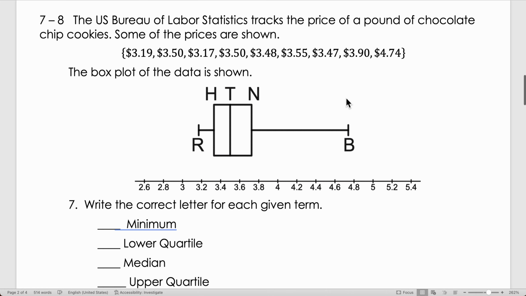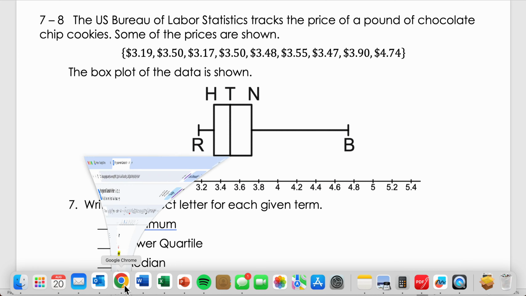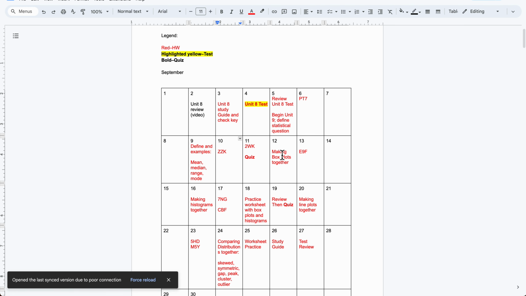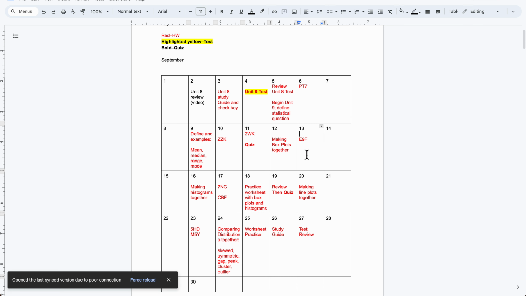For number 7 and 8, we have a box plot question. This is going to correspond with the 12th and the 13th, where you guys are hopefully going to use some data that maybe you make up or find somewhere to make a box plot with a number line. And then on the 13th, it has some questions about box plots in IXL practice.